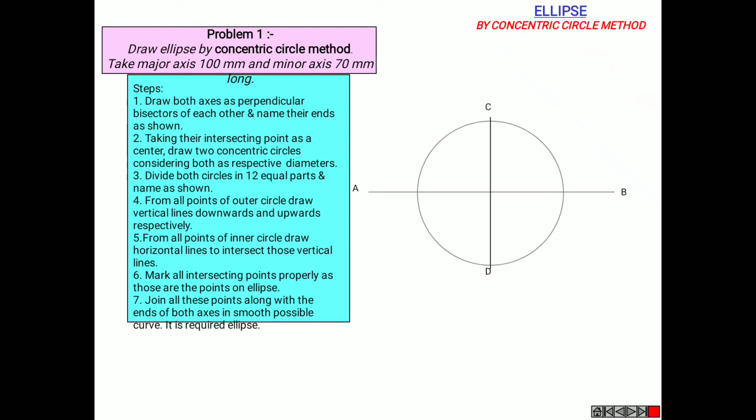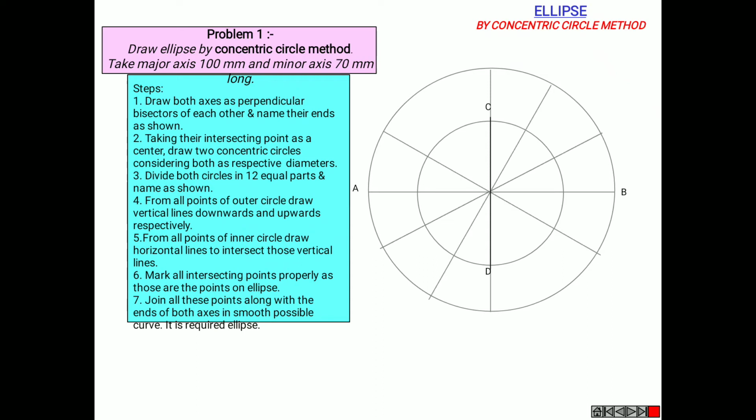Now from the center, with CD as diameter, draw a circle and with AB draw another circle. These two circles are called concentric circles, and extend this line and divide the whole part into 12 equal parts. See, and name them.